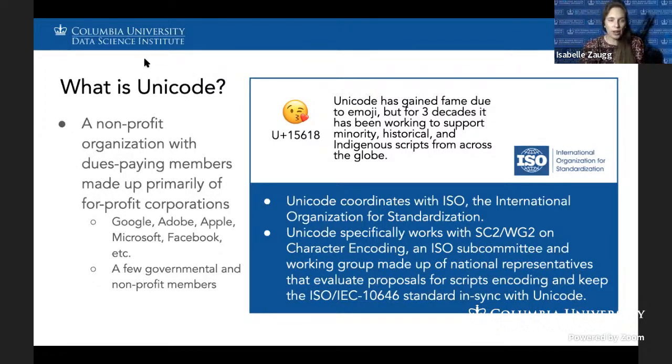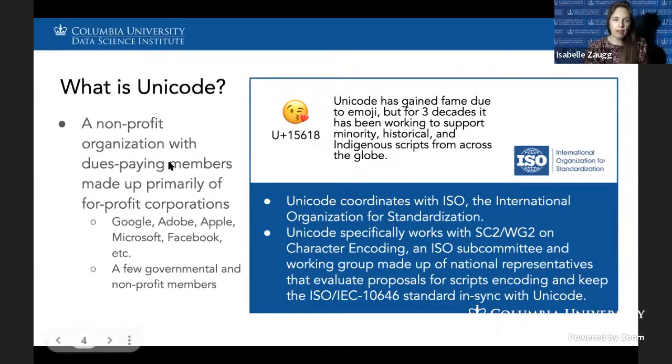While Unicode has gained quite a bit of journalistic fame based on the encoding of emoji, it has actually been working for 3 decades on minority, historical, and indigenous scripts from across the globe. And it also coordinates with ISO and makes sure that script encoding proposals are approved not only on the side of Unicode, but also on the side of ISO, which, whereas we see more of the corporate kind of representation on Unicode, you see representatives of nation states as the primary players within the ISO realm. And so they also have a chance to basically approve or deny the encoding of character sets.